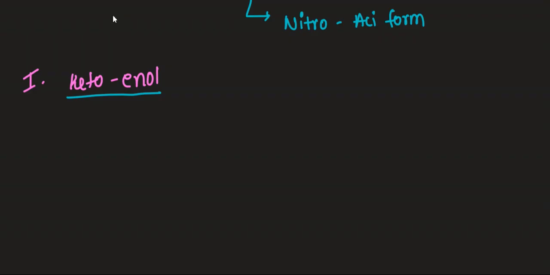First of all, what is the meaning of enol? Enol indicates the OH group. Keto here doesn't mean the ketone functional group; keto indicates the C double bond O group. So tautomerism between these two groups is called keto-enol tautomerism.